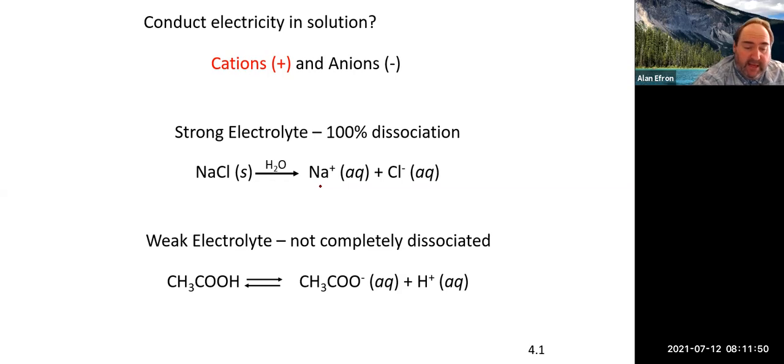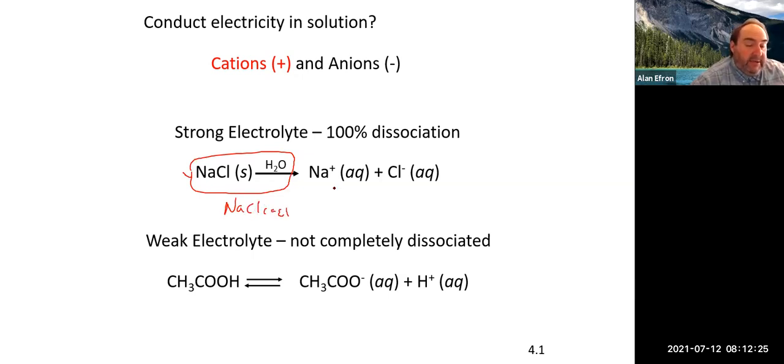As we talked about last time, the strong electrolyte 100% dissociates, which is a fancy way of saying it breaks apart into ions. So if you take some sodium chloride and dissolve it in water, which is what this is representing, you will have an aqueous solution of sodium chloride.